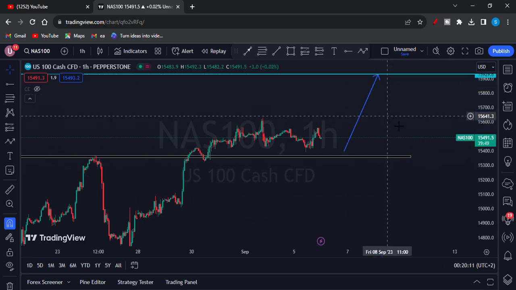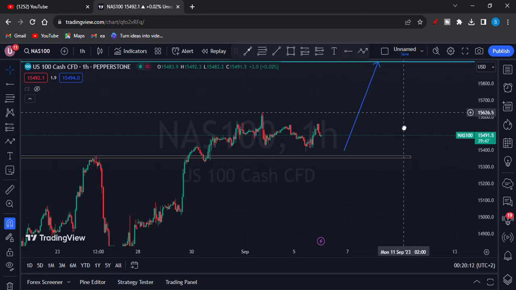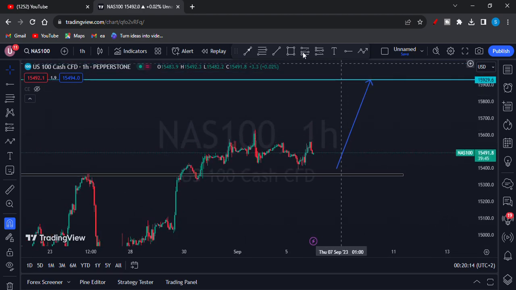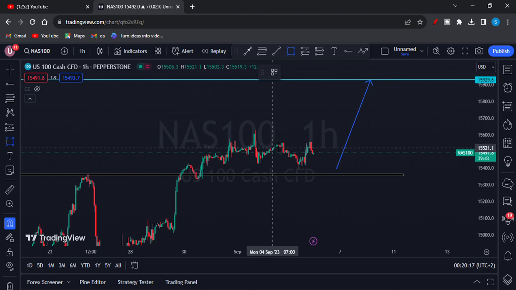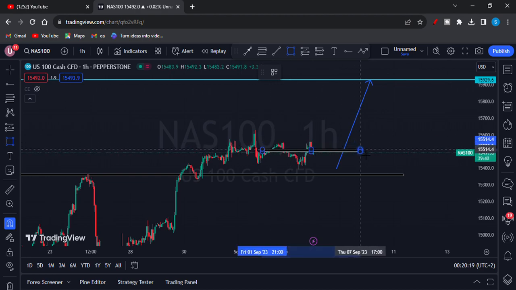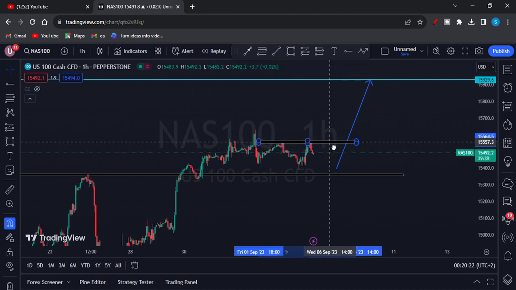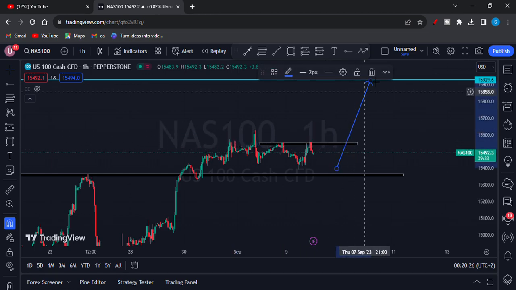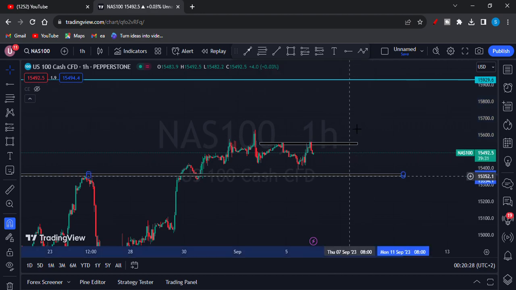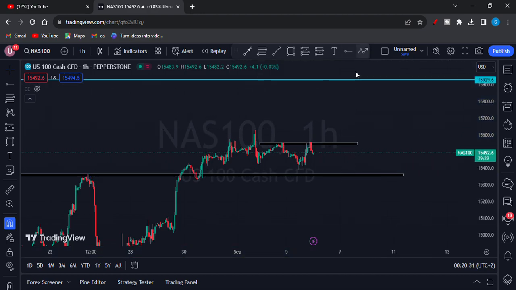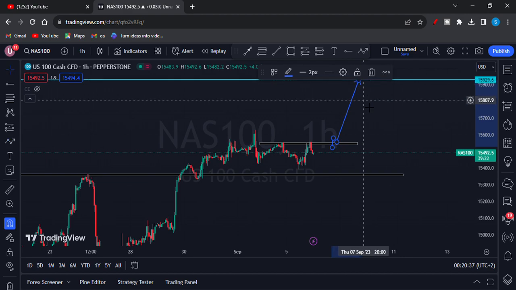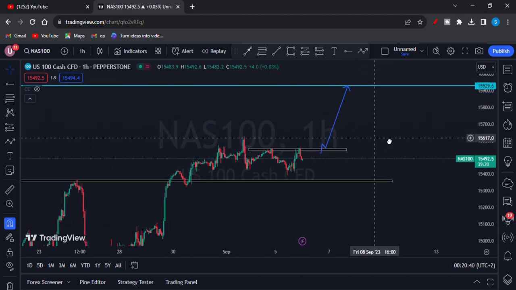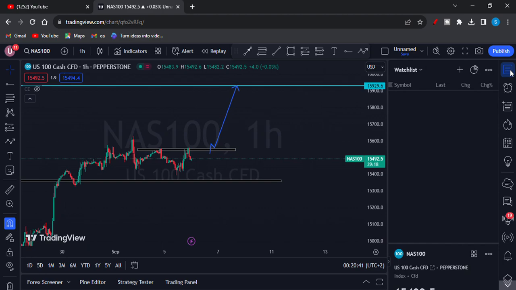I'm going to expect something like this, even potentially, we see a tiny resistance around here. Let me just erase this. Let me leave it, and then like a break, retest, and then continue to this right there. Okay, that's my analysis for Nasdaq.